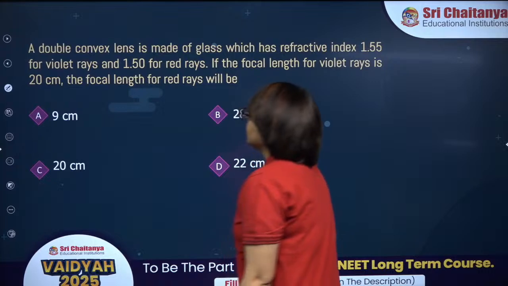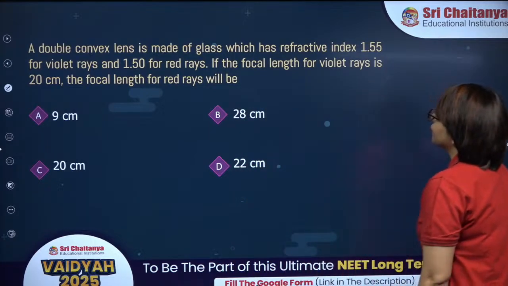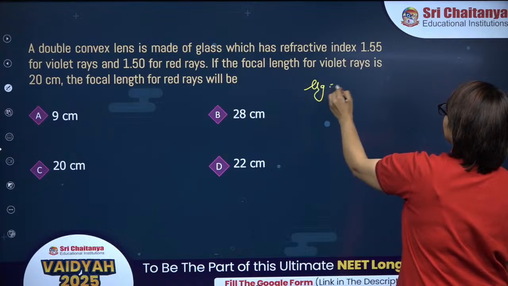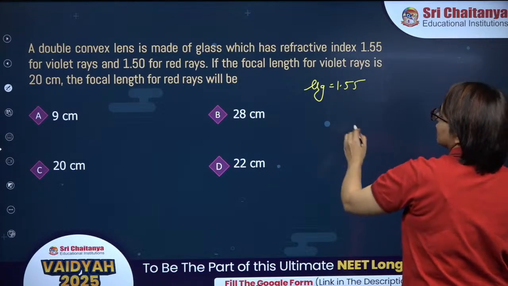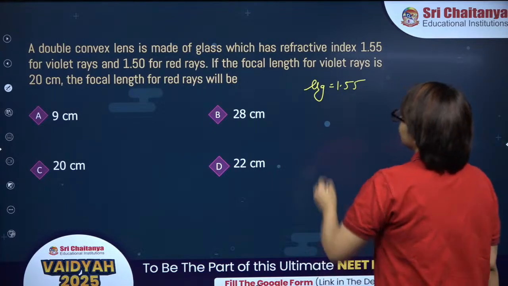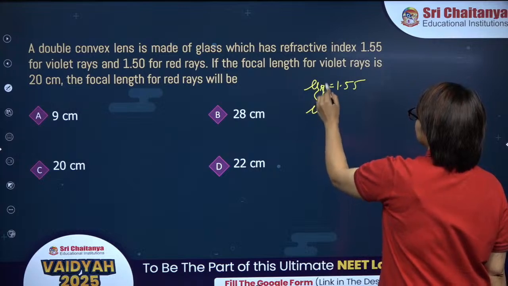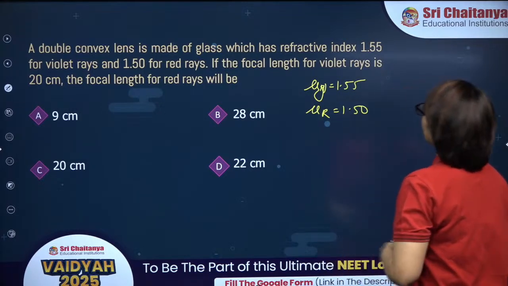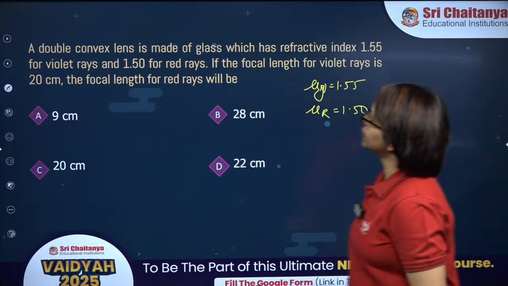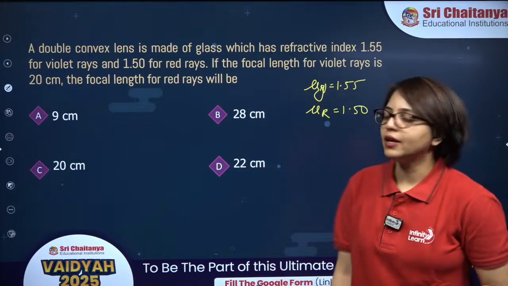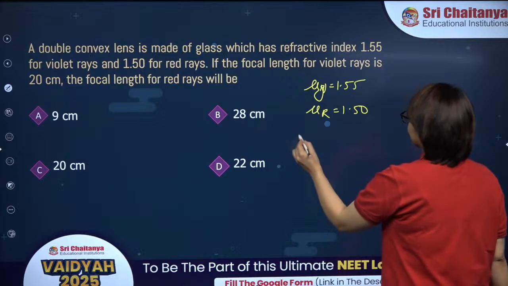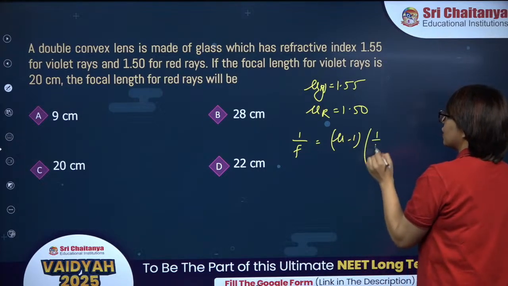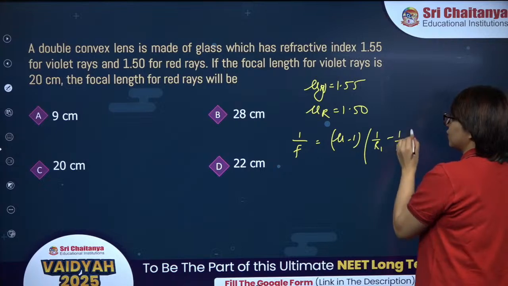Try this one. A double convex lens is made up of glass which has refractive index 1.55 for violet rays, and for red it is 1.50. If the focal length for violet rays is 20 centimeter, what is the focal length for red? Okay, so here you have to apply this formula. 1 upon focal length is mu minus 1 into 1 upon R1 minus 1 upon R2.